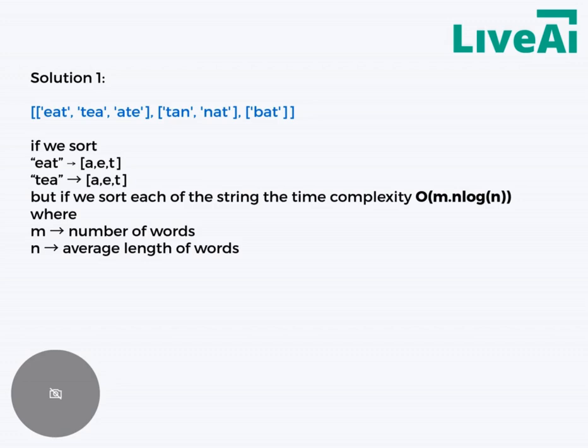But if we sort each of the strings, the time complexity in this case becomes m times n log n. When we do a sort, usually the time complexity is n log n, where m is the number of words. In this case that would be 6, and n is the average length of words, which is going to be 3, right? So if you are sorting it and then grouping it, that can be a solution, but we can do better with the time complexity.